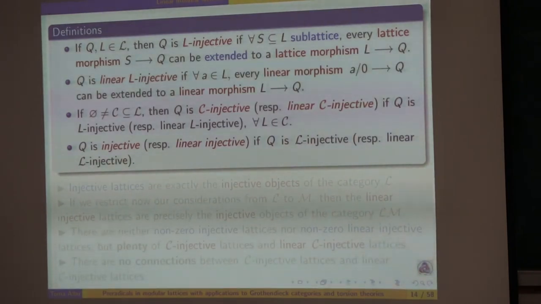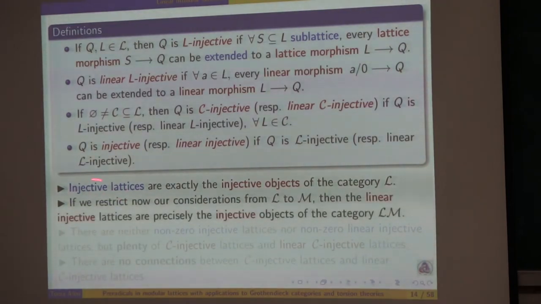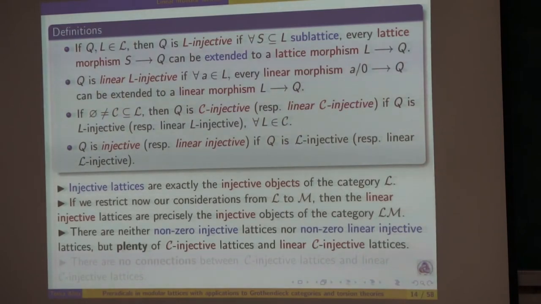Now, there are some facts about this injectivity, as I mentioned before. The injective lattices are exactly the injective objects in this category of lattices, with the usual lattice morphisms. If we restrict now our consideration from L to some modular lattice M, then the injective objects of this category are, strangely, only the zero lattice in general. There are no non-zero injective lattices.